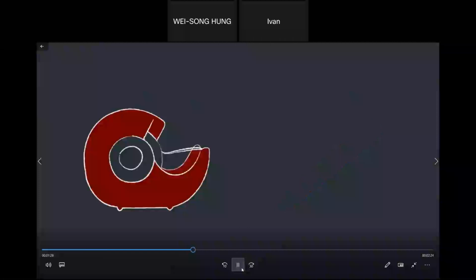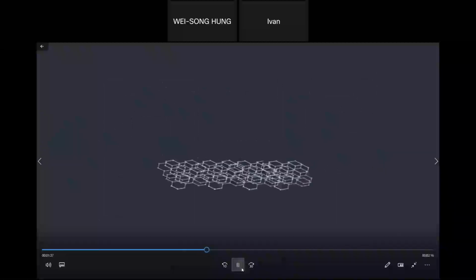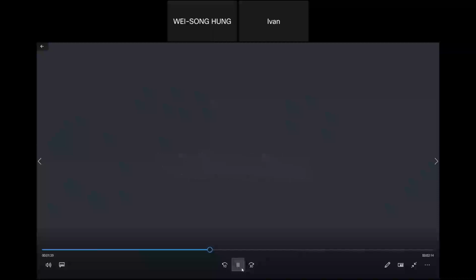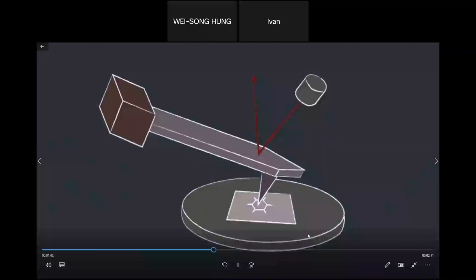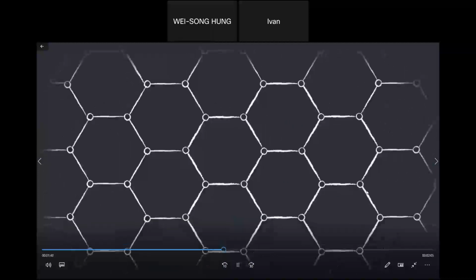Using their self-dubbed Scotch tape method, physicists Sir Andre Geim and Sir Konstantin Novoselov peeled away at a graphite crystal, producing flakes that became vanishingly thin. An atomic force microscope revealed their success. The elusive material finally in hand, scientists were able to see just what graphene could do.